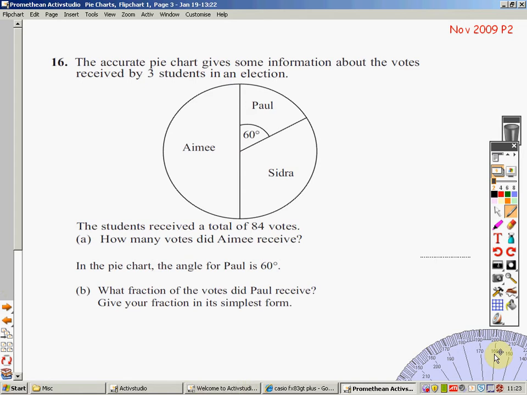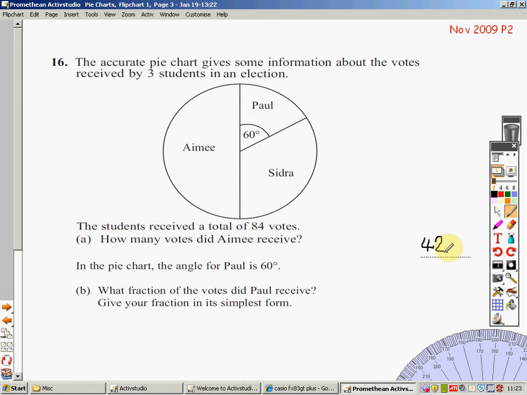Welcome back. Hope you had a go at that one. The accurate pie chart gives some information about the votes received by 3 students in an election. The students received a total of 84 votes. So the total is 84. How many votes did Amy receive? Well, that's clearly a straight line down there, so that must be 180 degrees, or half the pie chart. Half of 84, 42.